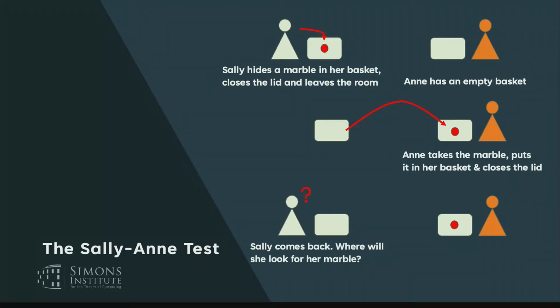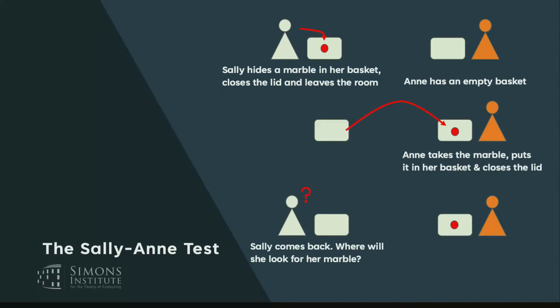There's a very simple test that was designed a while ago, I think probably in the 1980s, called the Sally-Anne test. And so here's the setup. You have a room where Sally and Anne are in the room together. They each have a basket with lids. Sally hides a marble in her basket, closes the lid, and leaves the room. And then when Sally is outside the room, Anne takes the marble from Sally's basket and moves it into her basket and closes the lids. So basically, from the outside, you can't tell where the marble is.